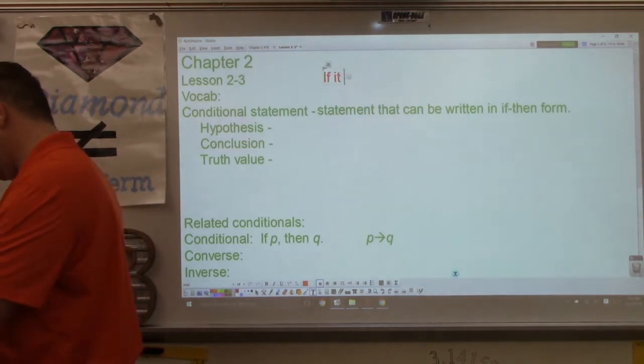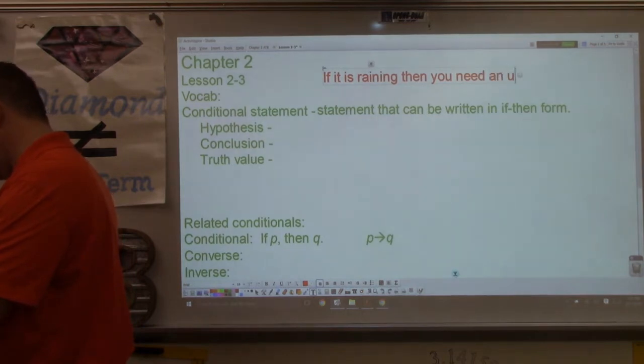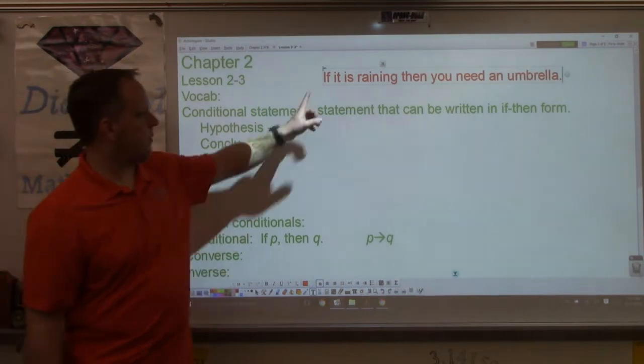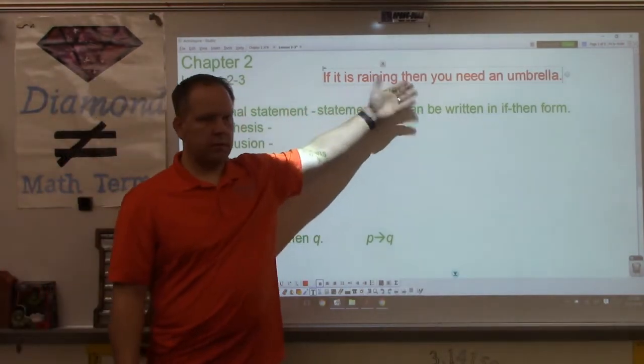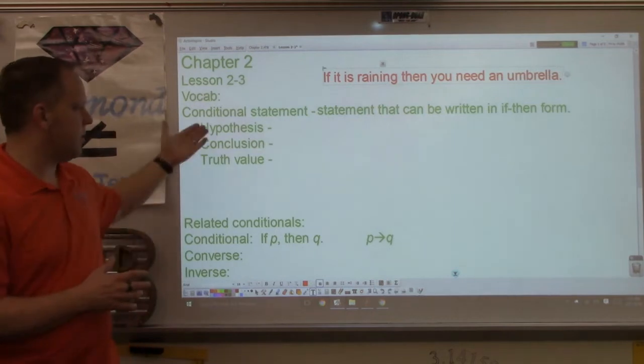If it is raining, then you will need an umbrella. I have an if, I have a then. Conditional statement. Now there's parts of this. There's two parts. There's a hypothesis and a conclusion.